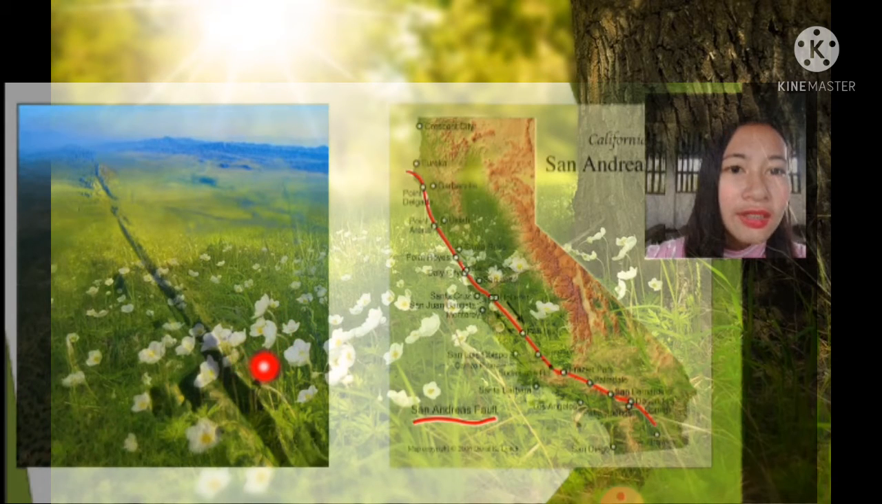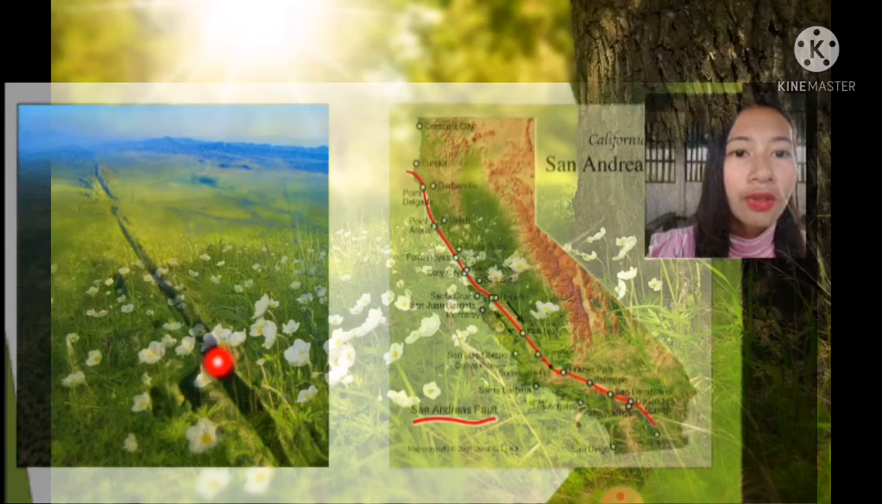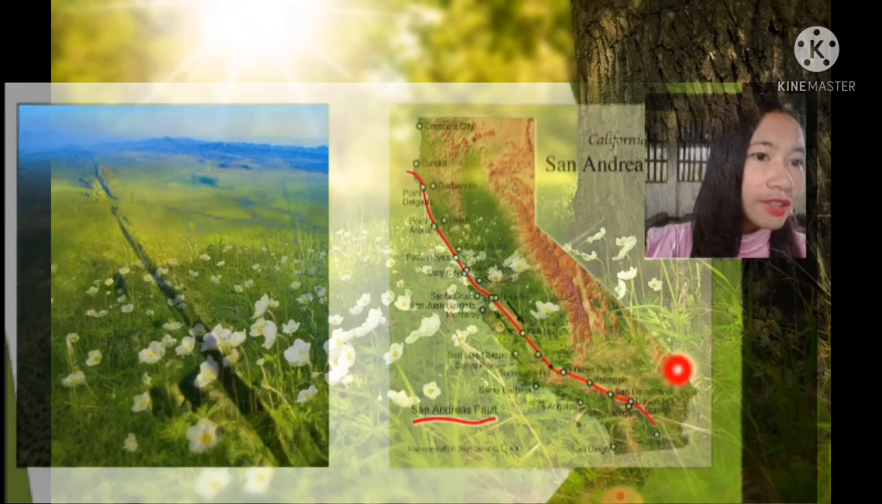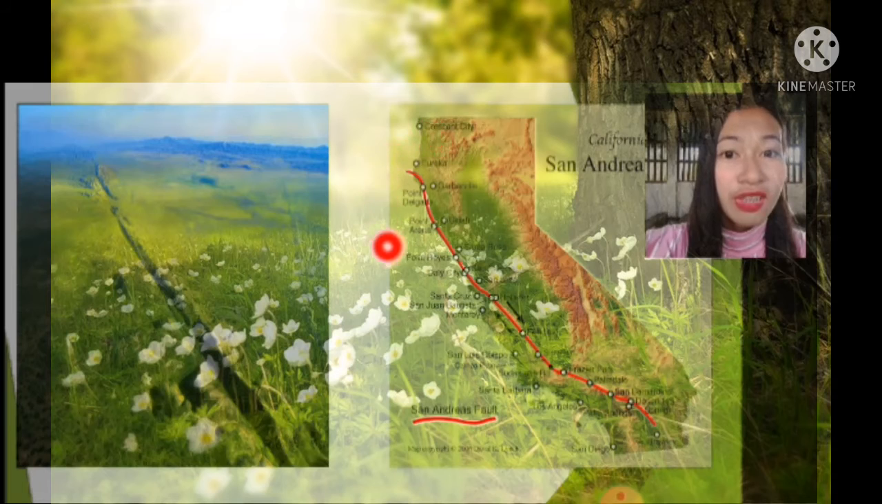So this one, look, this plate is moving downward and the other plate is moving upward. So they are sliding past each other. Another one. They are sliding past each other.